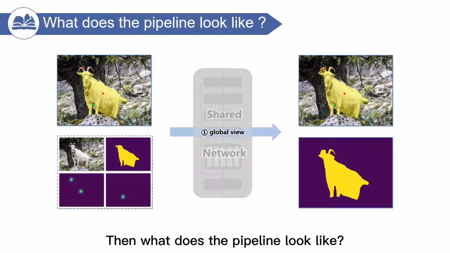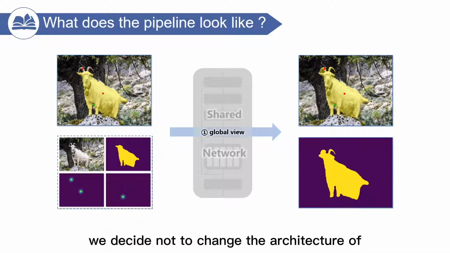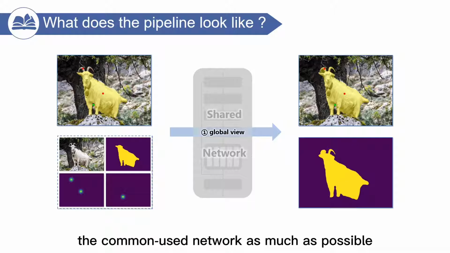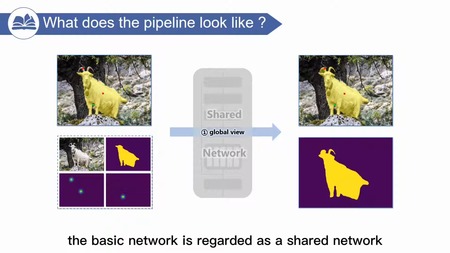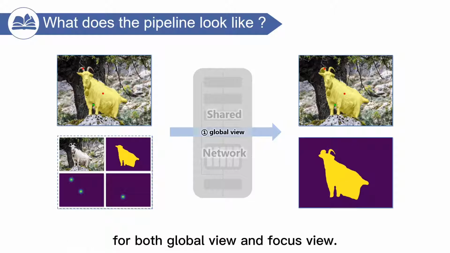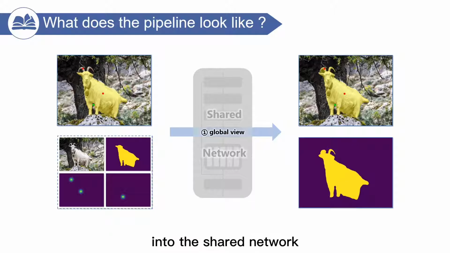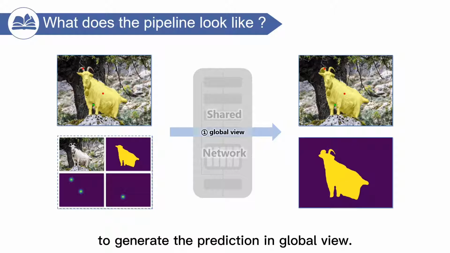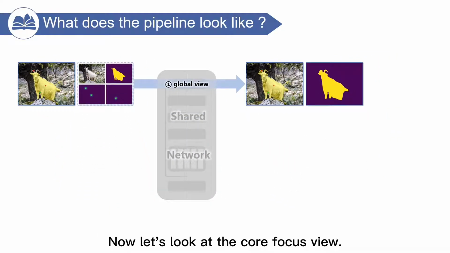Then what does the pipeline look like? In order to reflect the effectiveness of our opinion, we decide not to change the architecture of the commonly used network as much as possible. It is worth mentioning that the basic network is regarded as a shared network for both global view and focus view. During inference, the first step is to feed the 6-channel input of the whole target into the shared network to generate the prediction in global view. Now let's look at the core focus view.